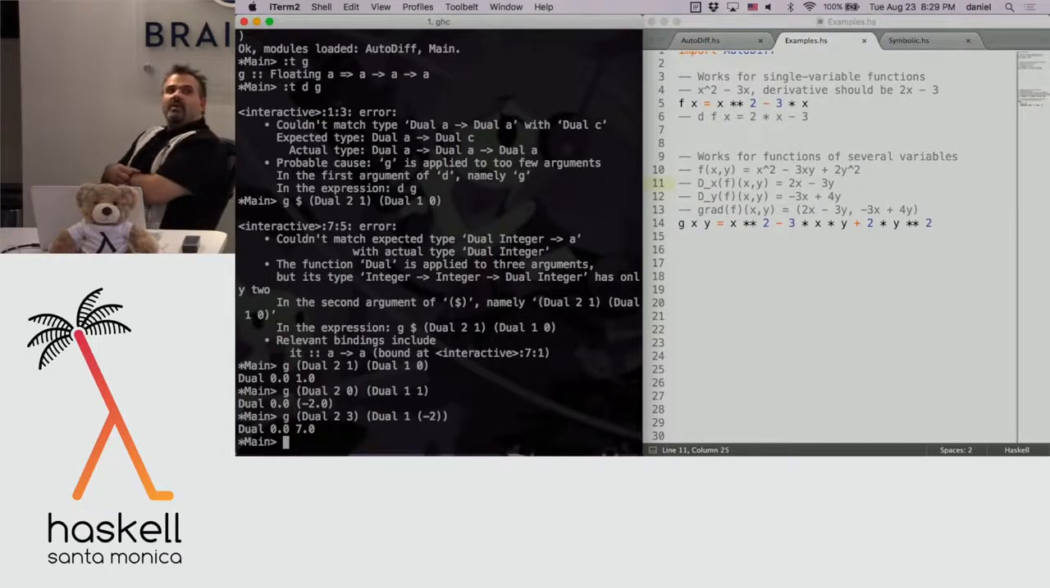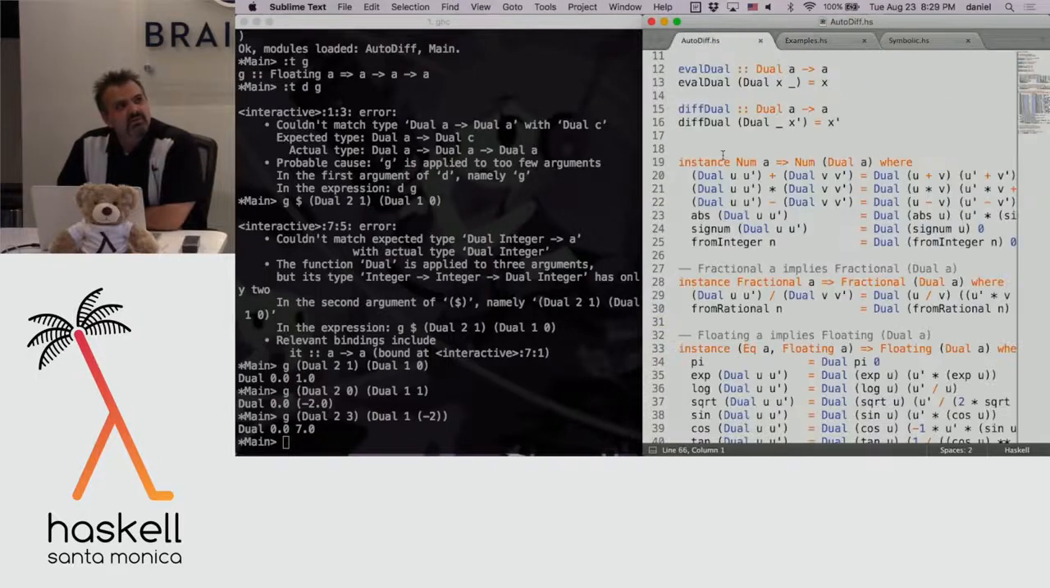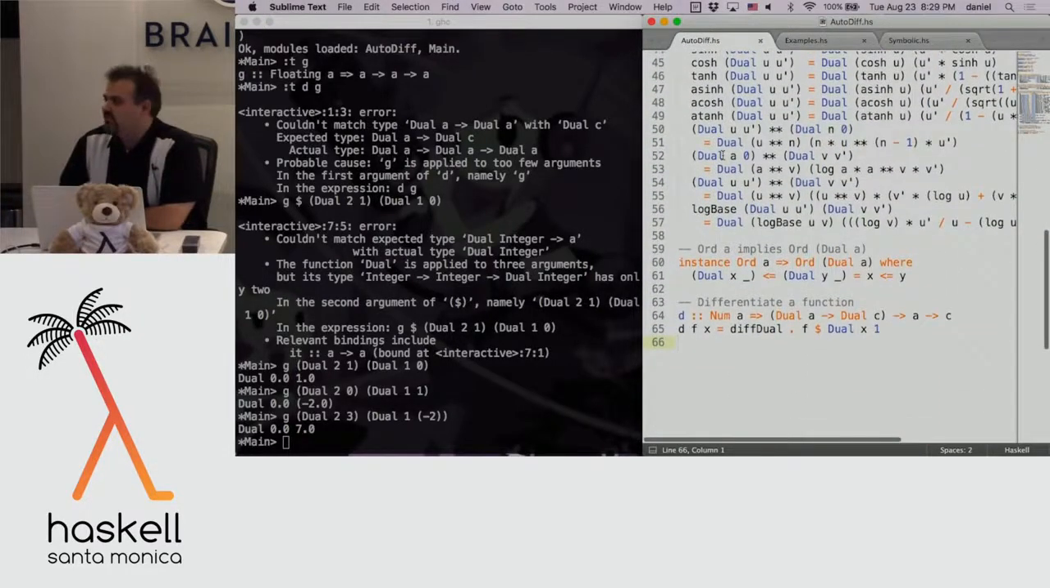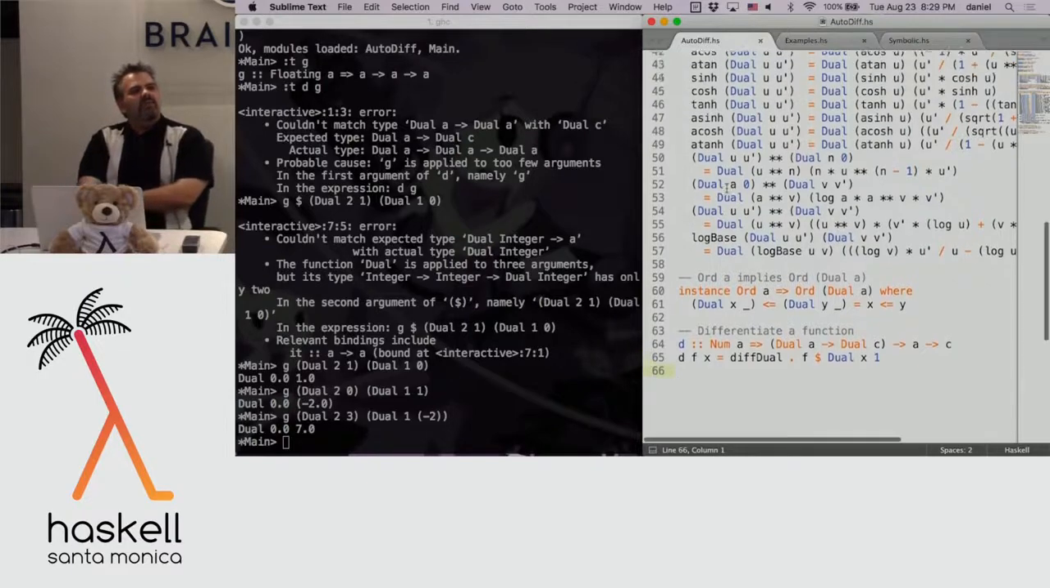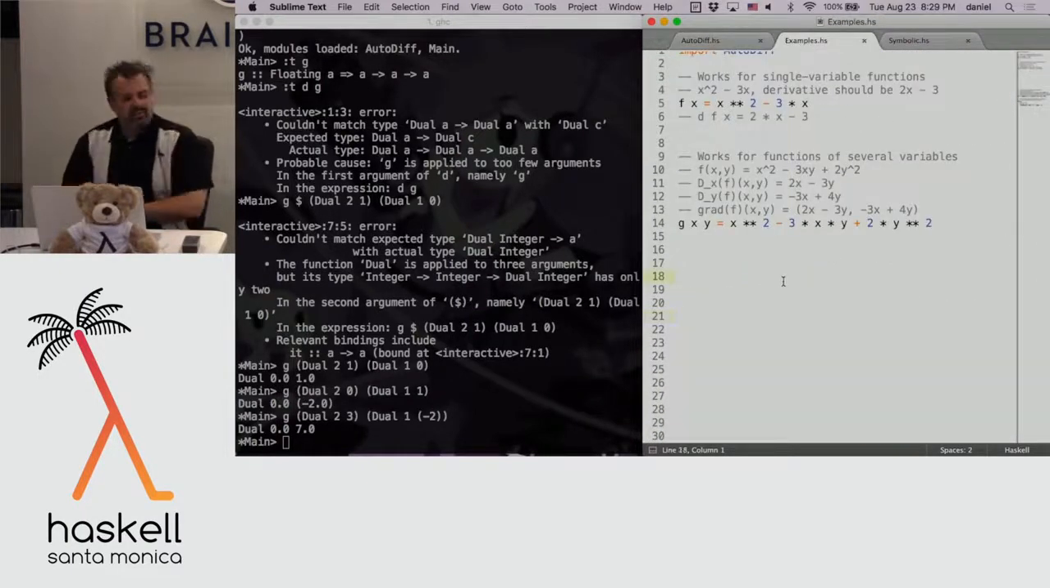So what code did we do in order to get multivariable derivatives? It's the same thing we did for regular derivatives. We got it for free. That's kind of neat. Okay.